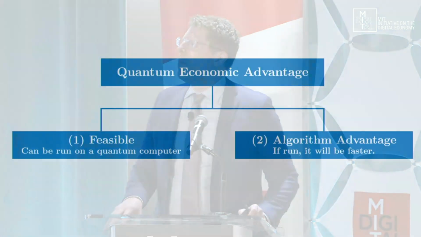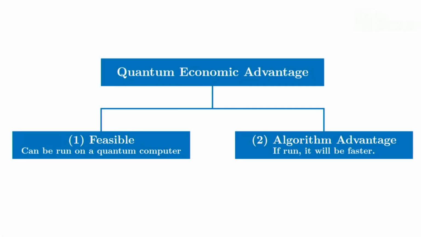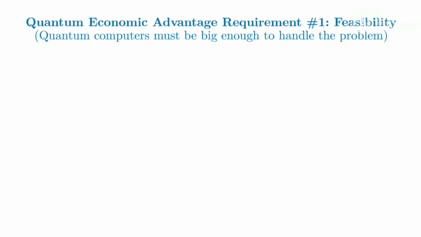Okay, so it's going to turn out that there are two things that are really important when we think of quantum economic advantage. The first one is feasibility, and the second one is algorithmic advantage. So feasibility is just, can this actually be run on a quantum computer at all? Do we have quantum computers capable of running this problem? And algorithmic advantage is that idea of, well, if these systems are much slower, is there enough of an algorithmic advantage to actually kick in? So let's talk these through.